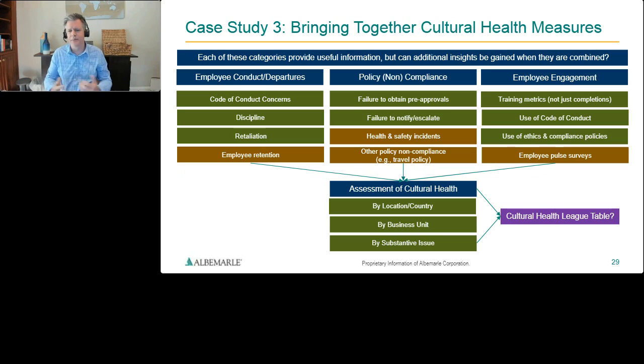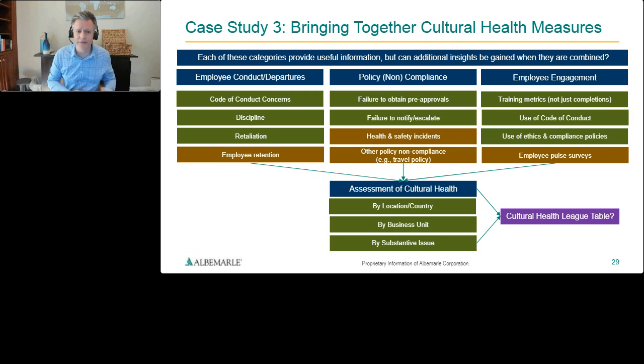And then one final example, one which is, for me personally, really interesting, is how, if we focused previously on financial transaction data, can we do something similar with cultural health metrics? How can we bring different cultural health proxies together in a way that's meaningful and instructive and can help direct our limited resources? Many of these metrics that set out here, we already have, whether it be metrics associated with employee conduct, such as code of conduct concerns, amount of discipline administered, evidence of retaliation.